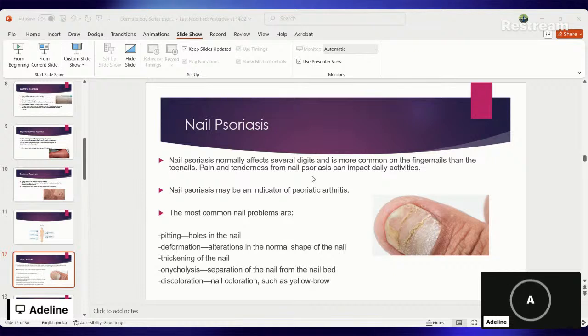If the PASI score is more than 10, then we classify it as moderate to severe disease. And based on body surface area, if it's less than 3%, it is mild psoriasis. If it's 3 to 10%, it's moderate. And more than 10%, it's severe.